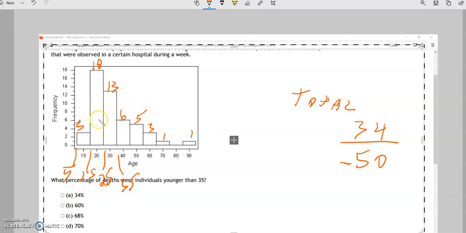And if you add up all the ones that are less than 35, starting right here at 13 and going down, 13 plus 18 is 31, plus 3 is 34. So you get 34 out of 50, which is 0.68. And if you change that to a percentage, it's 68%.